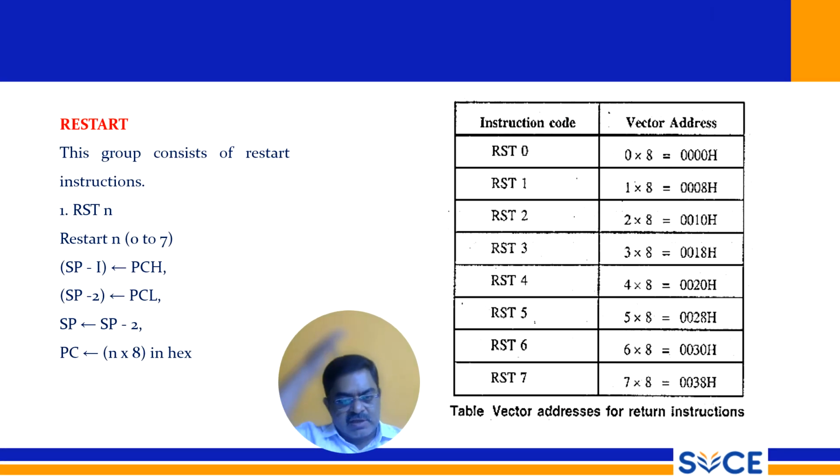And restart. This group consists of restart instructions RST n, where n can be 0 to 7. RST0 is 0000, RST1 is 0008, RST2 is 0010, RST3 is 0018, and similarly RST7 is 0038H. So that is the restart instructions.